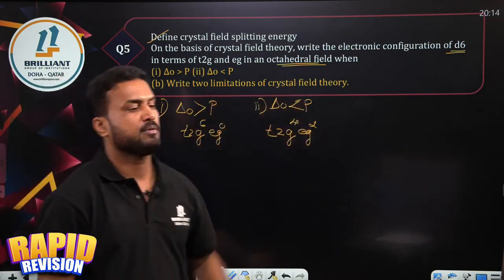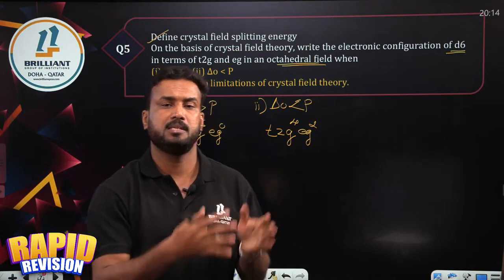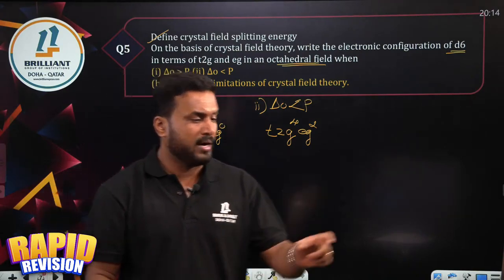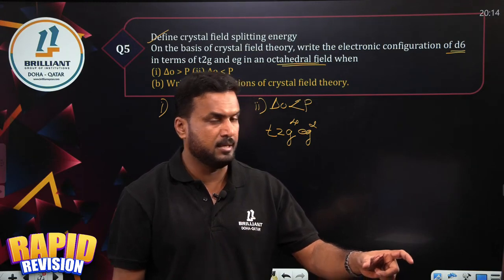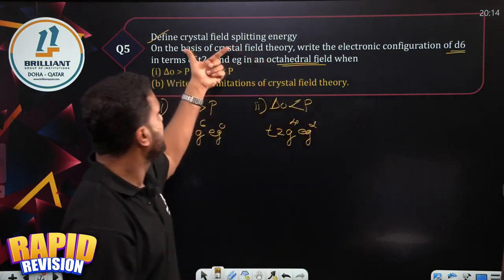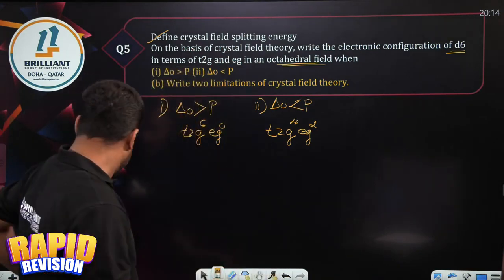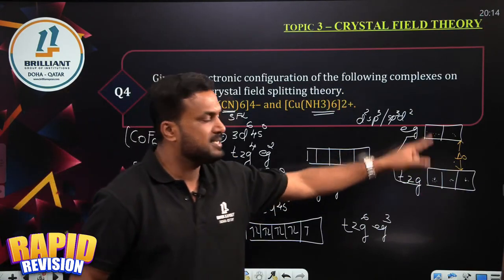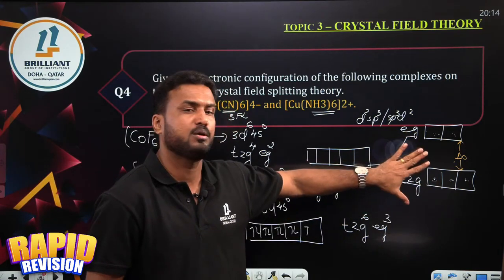Write two limitations of crystal field theory. See, what are the limitations of crystal field theory? That also they asked in the board paper. One important definition once again: crystal field splitting energy. It's simple. The difference in energy between T2G and EG in this process is called what?